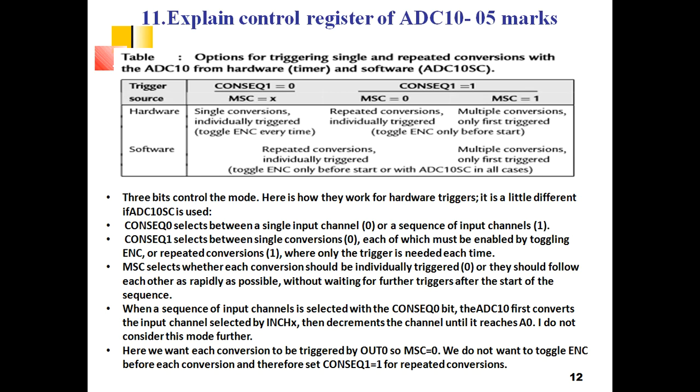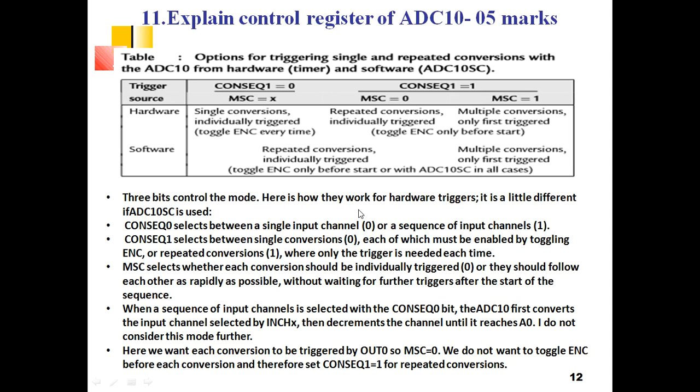For every enable conversion, repeated conversion is going to happen. You can see conversion sequence CONSEQ1 is equal to 0 divided by MSC is equal to X. Here, conversion sequence, MSC is 0, MSC is 1. So single conversion, individually triggered. Next, repeated conversion, individually triggered. Here multiple conversion, only first triggered. First time only you have to trigger, and the multiple conversions are going to happen in ADC10. So it selects the 3 bits control.